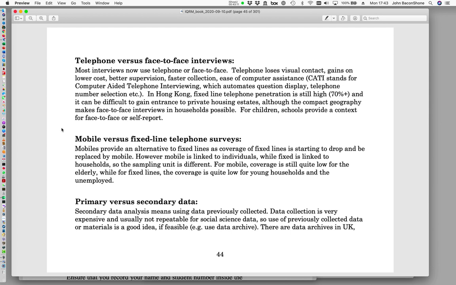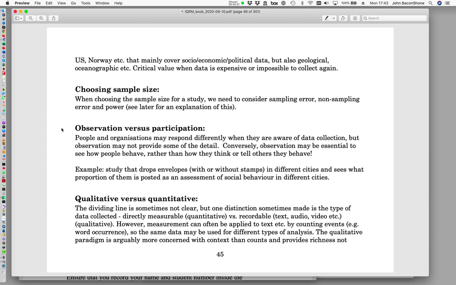Now, one issue for everyone is primary versus secondary data. So secondary data analysis means reusing data that's been previously collected. As I've said before, data collection is very expensive and usually not repeatable for social science data. So the use of previously collected data or materials is a good idea if you can get access to it. So there are data archives in the UK, US and Norway, for example, Taiwan. This is really critical when data is expensive or impossible to collect again.